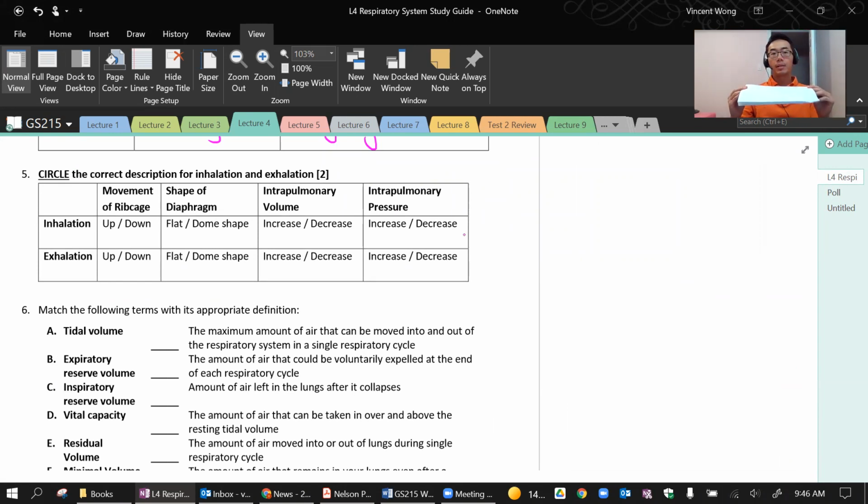Okay, and because of the pleura, when the diaphragm contracts and moves down, it will pull the lungs down with it. Okay, so breathe in and then breathe out. Okay, contract, breathe in, relax, breathe out. Okay, flatten when you're breathing in, and then dome shape when you want to breathe out. Okay, so by moving your diaphragm, you're pulling the lungs down with it.